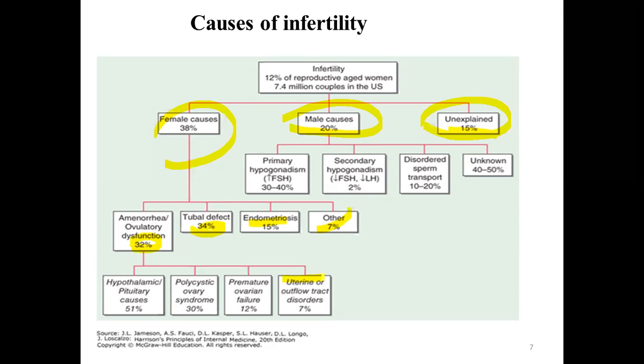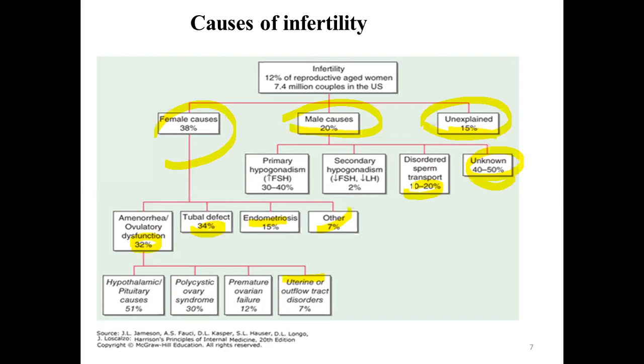Then in case of male, it could be primary hypogonadism. Of course, most of the male causes are unknown. They are idiopathic, around 40 to 50% of male infertility. But it can be due to primary hypogonadism, secondary hypogonadism, or a disorder in sperm transport, which accounts for 10 to 20% of infertility in males.